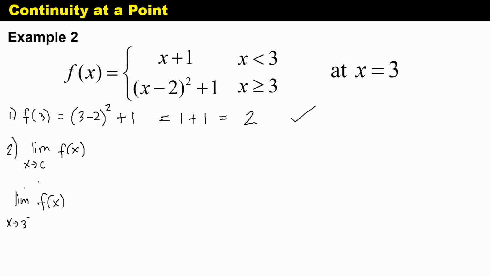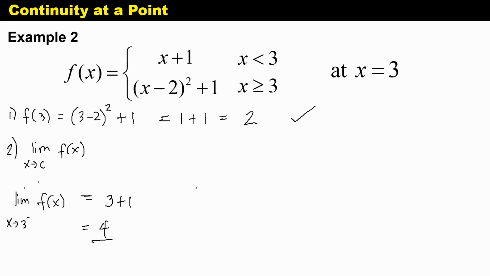than 3. Now, the condition says that if x is less than 3, we will make use of this function. So we will use x plus 1, so substitute 3 to x and then plus 1. Therefore, the limit of f of x as x approaches 3 negative is 4.